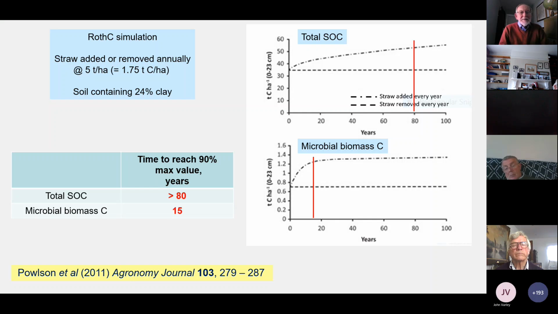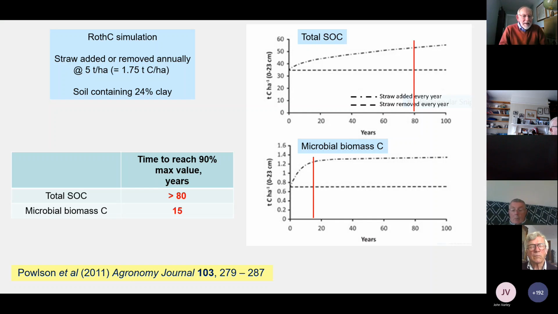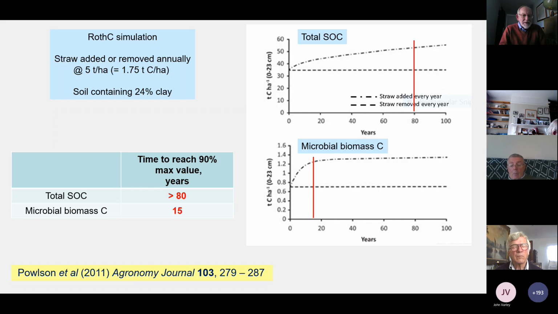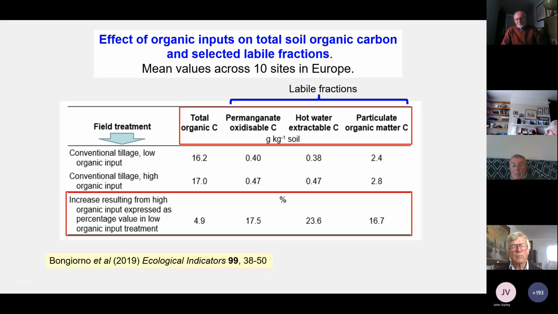And here we did a sort of model simulation of what happened if we put in straw. So here's total carbon in a soil that's in a stable situation, and here's total carbon gradually going up over a period of decades where straw is put in, but the microbial biomass goes up, reaches its new equilibrium level much more quickly. So we said here that to get to 90% of the maximum value for total soil carbon took more than 80 years, whereas the same thing for microbial biomass, it got there in about 15 years. So we have got, if you like, early warning systems.